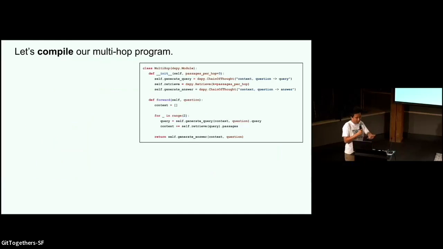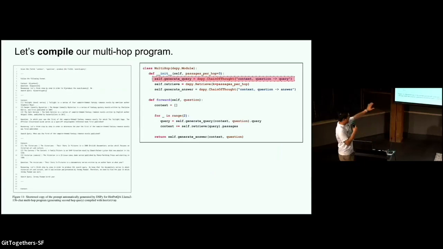So if we compile this multi-hop program, the first query, the first module will look something like this. It's very complicated. All of these are few shot examples that we choose from the training set. And these are useful few shot examples to teach the language model how to ask a question about another question, so how to generate the search query.